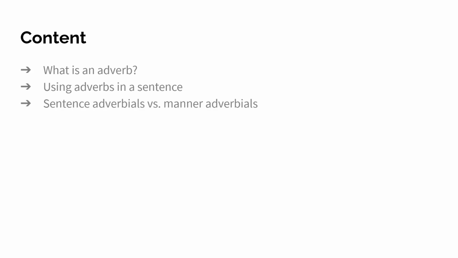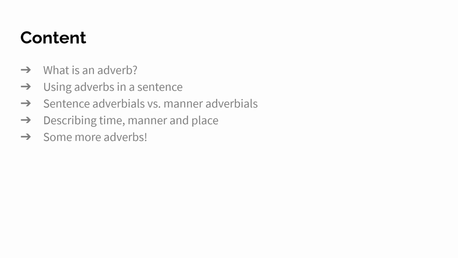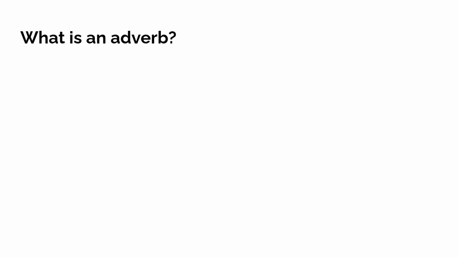Because then we will talk about the difference between sentence adverbials and manner adverbials. Don't worry, we will take a look at what that actually is first, of course. Then we will start looking at some specific adverbs. So we will look at how to describe time, manner and place. And then some more random adverbs that I personally find interesting and that might be helpful for you in the future. So, let's start. First, what is an adverb?